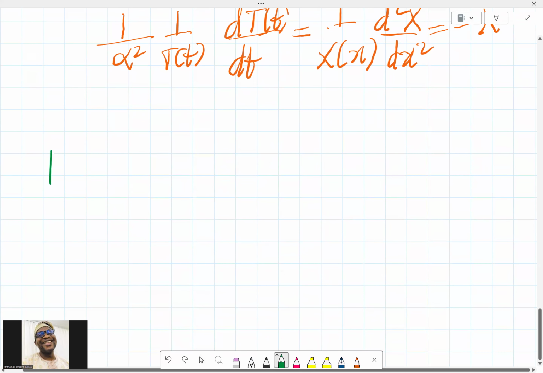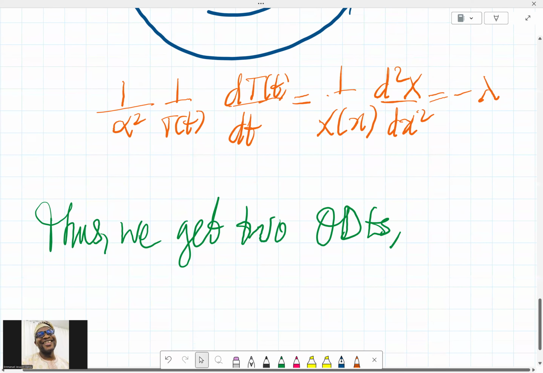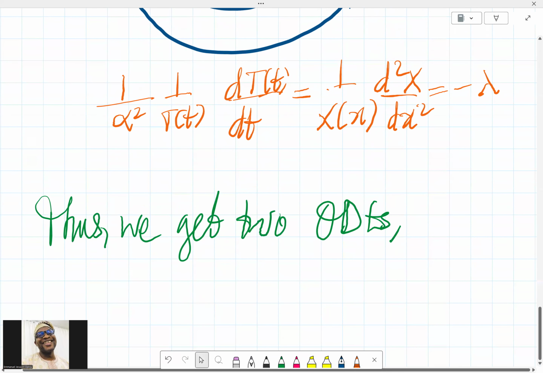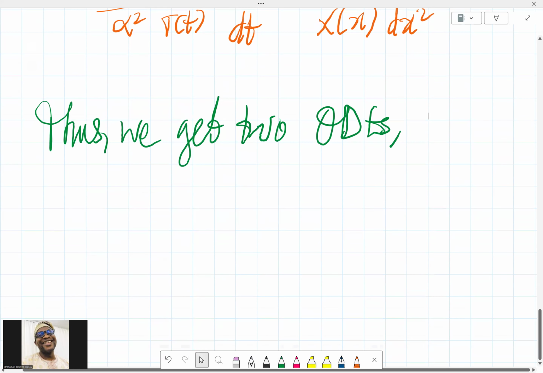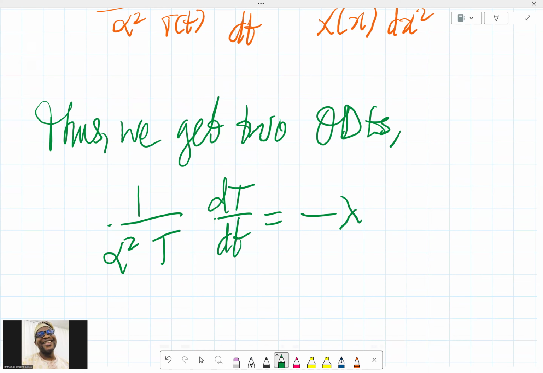Let's go. Thus, you can see we get two ODEs, two ordinary differential equations, right? And now that we have that, we can have 1 over alpha squared T(t) dT/dt. Okay, here I can remove the (t) because we already know that T is simply a function of t. So 1 over alpha squared T dT/dt is equal to minus lambda.